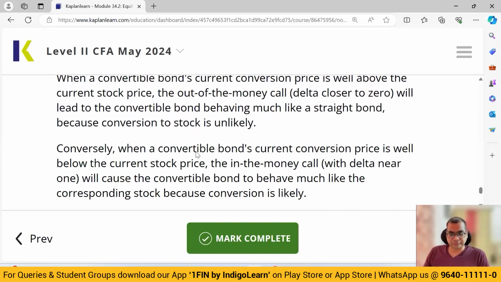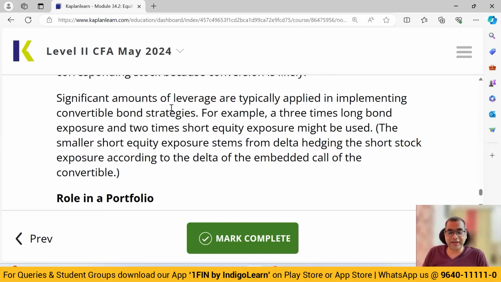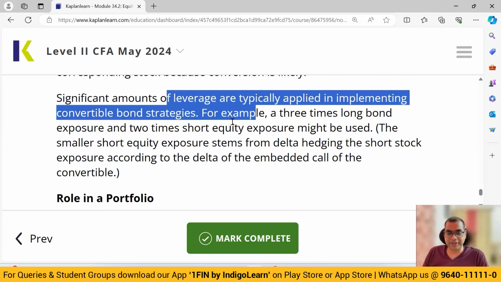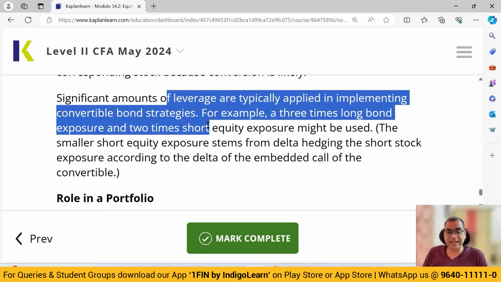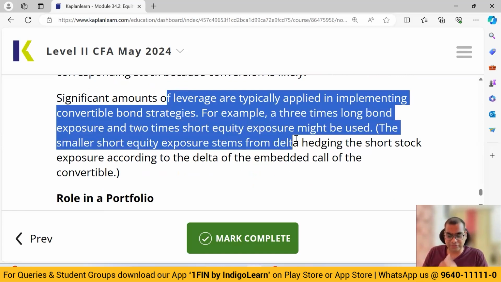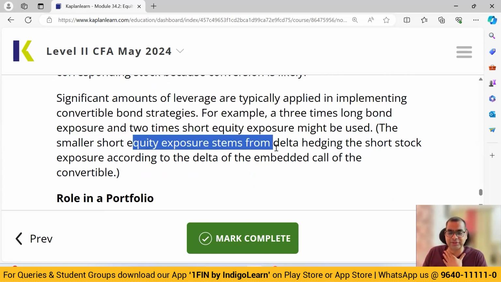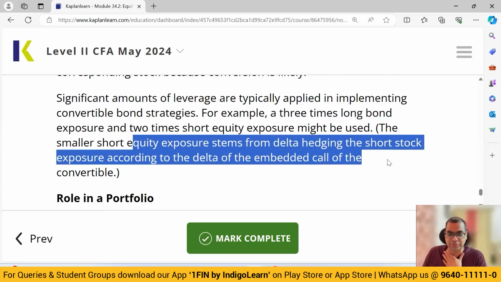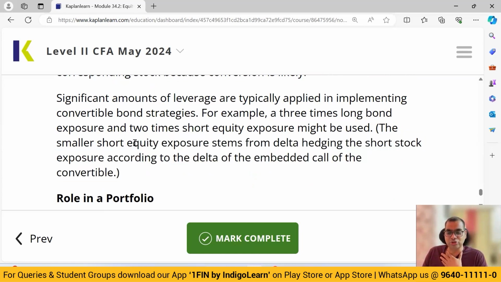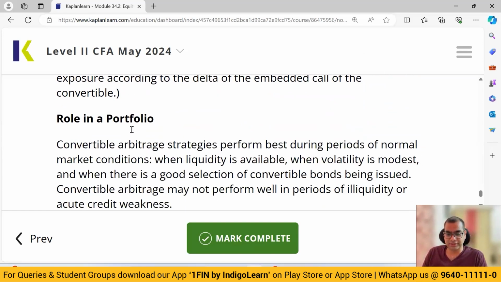Okay. Then significant amounts of leverage are applied in implementing these bond strategies. 3 times bond exposure, 2 times short exposure of equity might be used. The smaller short equity hedge comes from delta hedging the short stock exposure according to the delta of the embedded call. So please write down 3:2. 3 long bond, 2 short equity. This is what goes in strategy.